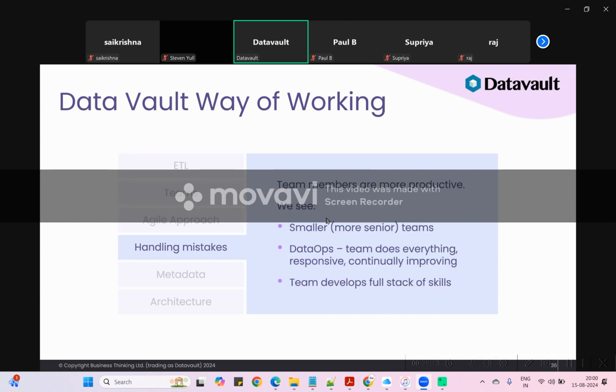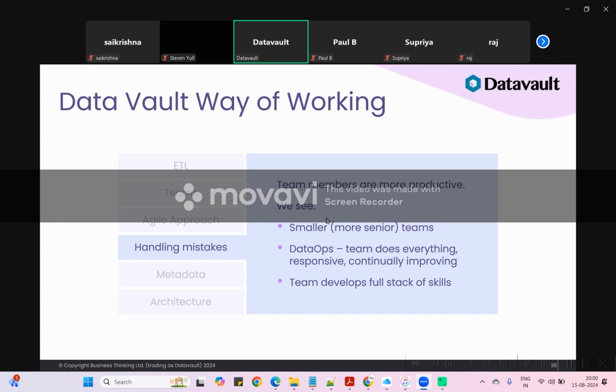If you are working in an agile way, then Agile talks about you continually learning. Now, this is really about mistakes. So mistake isn't really a good word. I think handling learning might be a better way of putting it here.